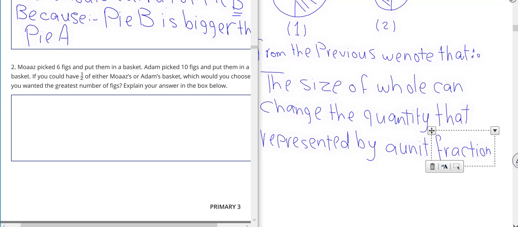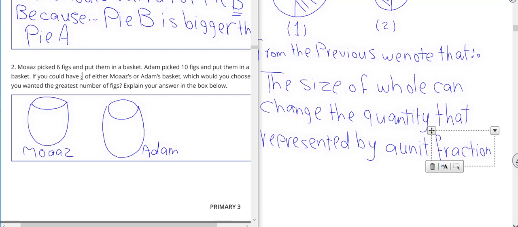First, Muaz packed 6 figs and put them in a basket. Basket Muaz. And basket Adam. Muaz packed 6 figs. 1, 2, 3, 4, 5, 6. And Adam packed 10 figs and put them in a basket. 10 figs. Count 1, 2, 3, 4, 5, 6, 7, 8, 9, 10.